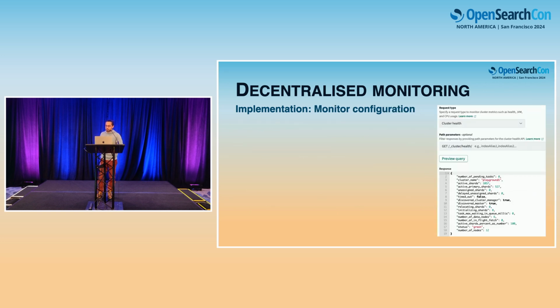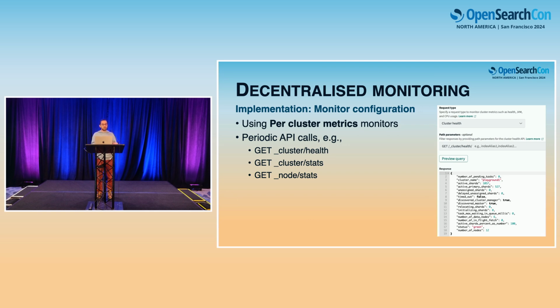Here's an example of a monitor configuration, the cluster health, which is an easy one. We use this very nice per cluster metrics monitor type. And what they do essentially is they allow you to run periodic API calls. So this monitor is running get cluster health. Another one could be for get node stats. You see the response over there, and then you can trigger conditions like if the cluster status is not green and it's yellow, for example, then send a notification to the appropriate channel. If it's red, maybe you have to send it to a different channel. You can play with that.